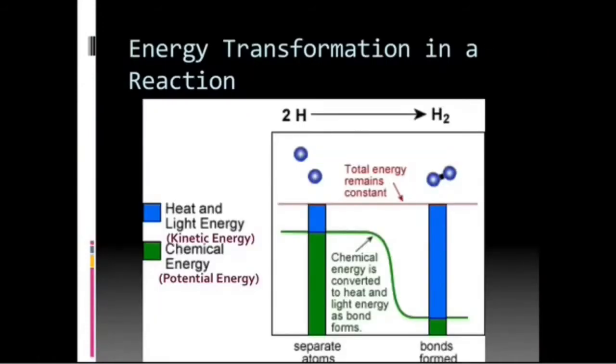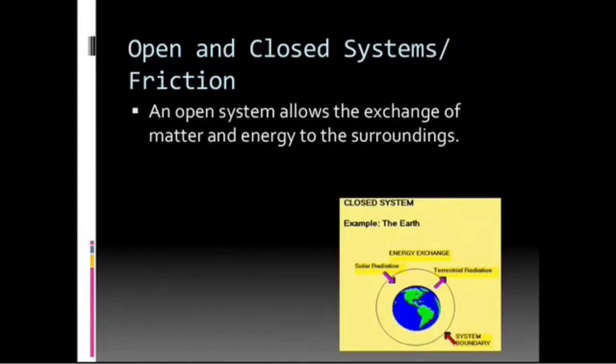If we apply this to chemistry, in a chemical reaction, look at the energy transformation. What we're doing is taking two separate atoms and making a bond. The green bar represents the potential energy, which is in the form of chemical energy, and the blue bar represents heat and light energy, which is our kinetic energy. At the beginning, those atoms have a lot of potential energy and not very much kinetic. As the reaction goes on, they lose a lot of potential energy, but they let it off in the form of heat and light. If you add the two bars together, before and after, they both hit that red line, which means they're both the same, and so the energy is remaining constant.